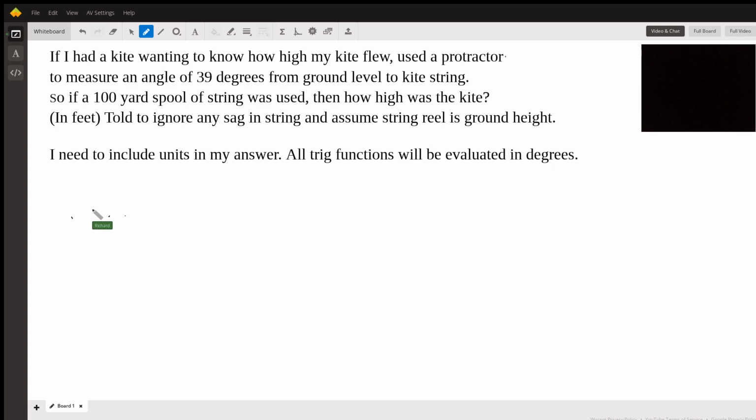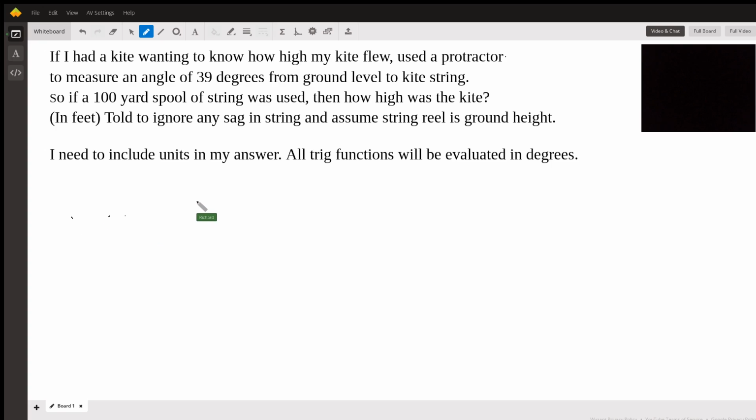This is a fairly straightforward SohCahToa problem. You would see this perhaps in pre-calculus or maybe even geometry. Whenever you have a word problem, it's always good to start with a diagram. So that's where we're going to start.